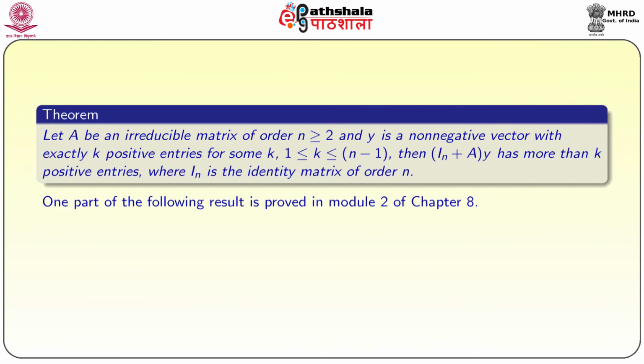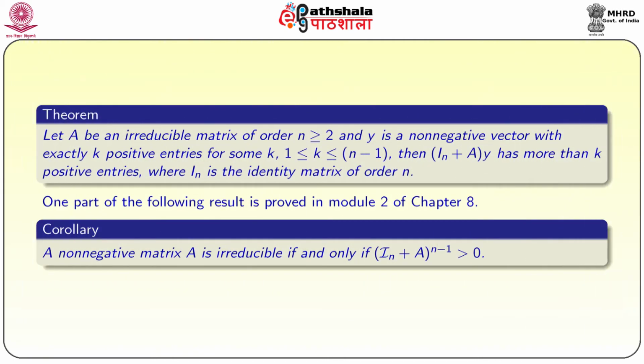One part of the following result is provided in module 2 of chapter 8. A non-negative matrix A is irreducible if and only if (I + A)^(n-1) is greater than 0. There we took A as the adjacency matrix of a connected graph and we proved that (I + A)^(n-1) is greater than 0. So, the reverse direction is also easy to show, but we have to utilize the previous theorem. By using the previous theorem, this result can be proved easily.